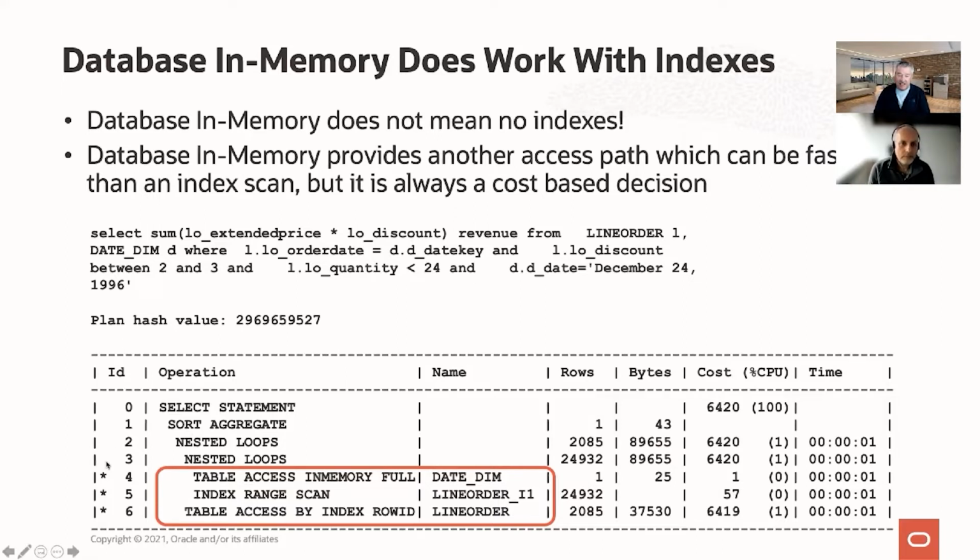In this case, we can even do a nested loop. So we talk about hash joins. It's possible to do a nested loop join with in-memory access and index access. And notice the cost again, $64.19. And obviously the date dimension table cost is very, very low, just 1. So most of the work's being done through the line order table, but that was, in this particular case, because the optimizer said, well, it's less expensive from a cost standpoint to access that data through an index than to do a table access in memory full.